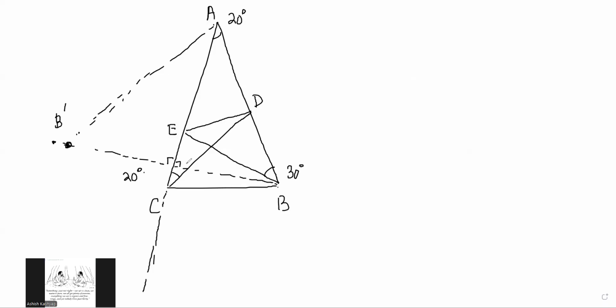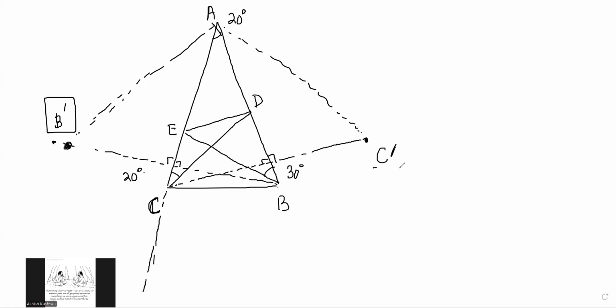This is 90-90. And similarly, I will reflect C over the line AB. So again, I'm going to reflect it like this. It will be somewhere here, and we'll call it C dash, right? So again, this is 90-90. So I have gotten two new points, B dash and C dash, which are the reflections of B and C over the sides AB and AC, right?